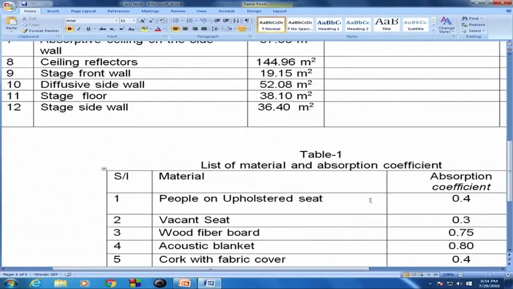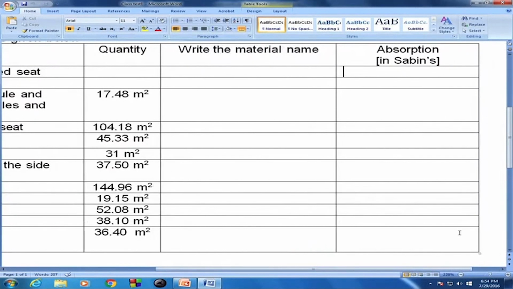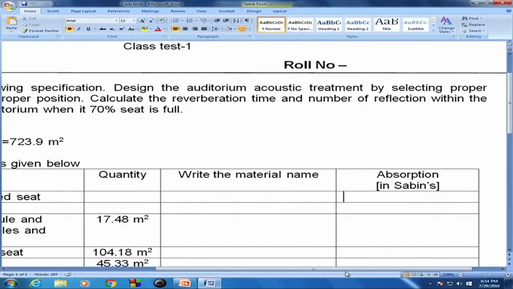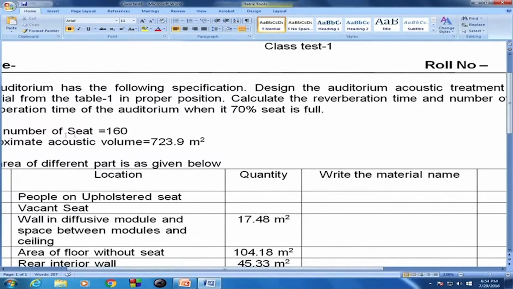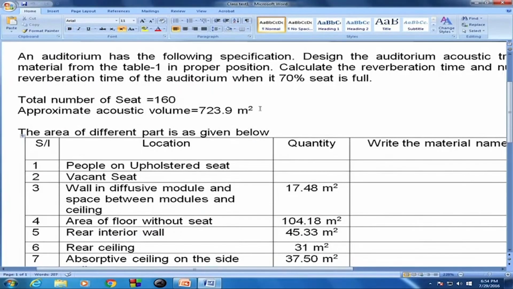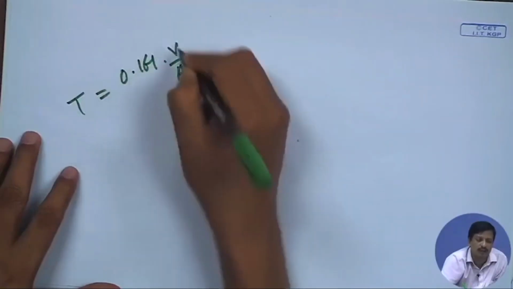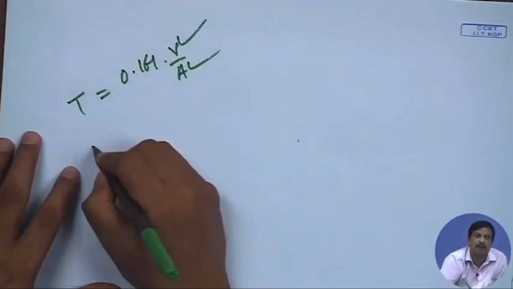So, you put that material name in here, then you know that absorption coefficient, multiply by the surface area, you get the absorption in sabins, then add them to get the total A, then you can calculate the reverberation time if the volume is given, number of seats is given. So, acoustic volume is not meter square, it is meter cube, sorry, it is meter cube, not square. Okay. So, volume is given, A is given. So, reverberation time is equal to 0.161 into V by A. V known, A known, then I estimate the reverberation time.